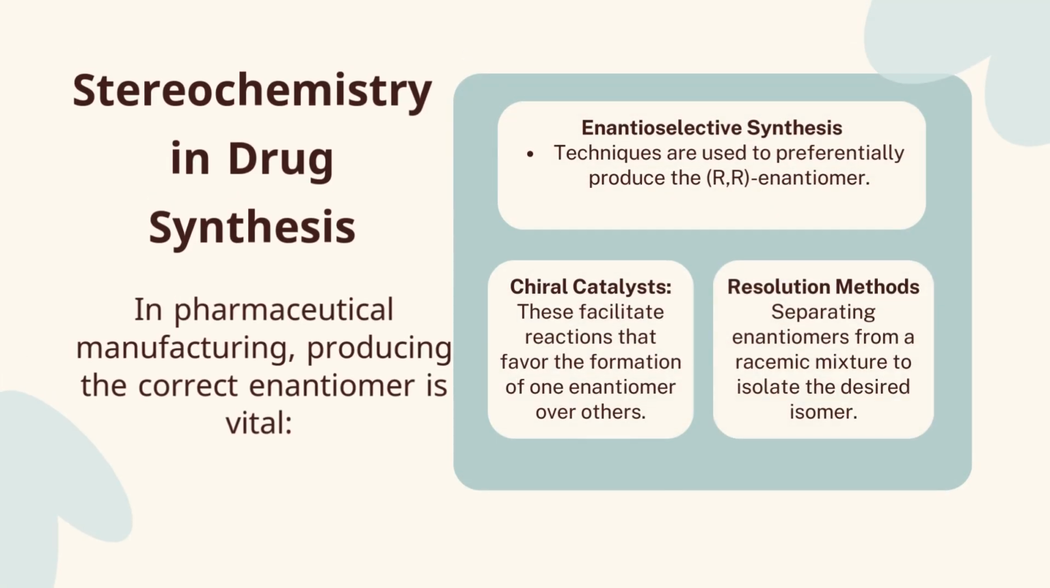In pharmaceutical manufacturing, producing the correct enantiomer is vital. Enantioselective synthesis techniques are used to preferentially produce the RR enantiomer. Chiral catalysts. These facilitate reactions that favor the formation of one enantiomer over others. Resolution methods. Separating enantiomers from a racemic mixture to isolate the desired isomer.